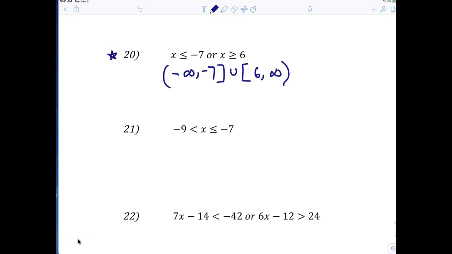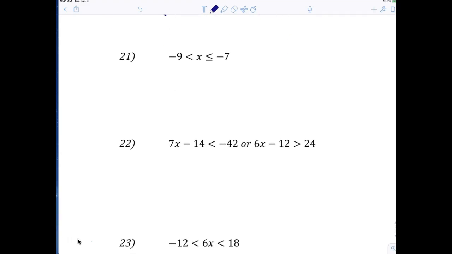And now 21, pretty straightforward. X is what? X is between -9 and -7. Yeah, X is between. So it would be -9, comma, -7, brackets.